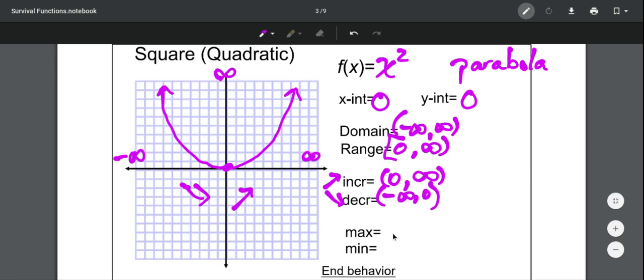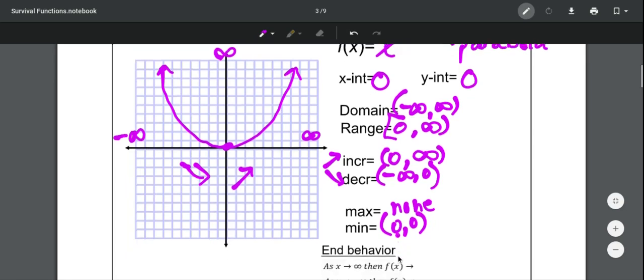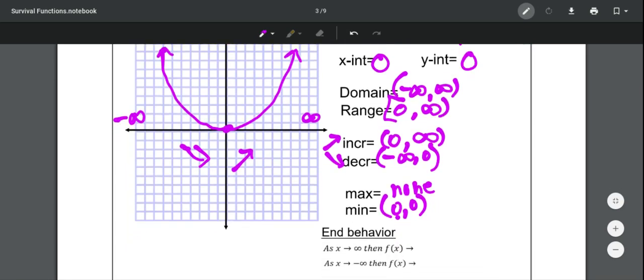Now, does it have a max? It does not. But it does have a min. So its min is at 0, 0. Its end behavior. So as x approaches infinity, what does the graph do? Well, the y value goes to infinity. And as x approaches negative infinity, what does the y do? Well, it also still goes to infinity. So we write that it goes to infinity.